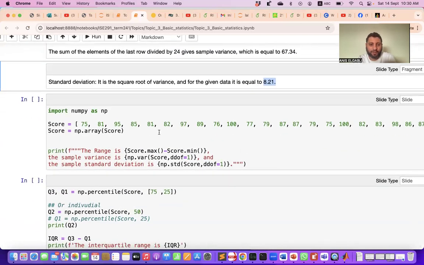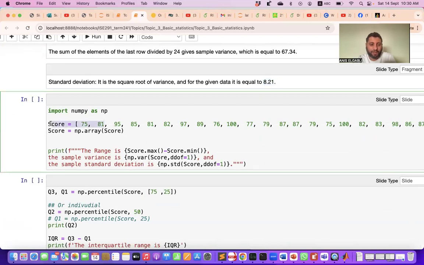Here we do it with Python. We hard code the elements of our attribute in this list, and then we convert this list to a NumPy array, and here we compute each one of them. This is the range, which is equal to the max minus the min. For the variance, we call the function np.var and pass our NumPy array as an input, and we pass this argument, ddof, which stands for delta degrees of freedom. This is equal to 1.